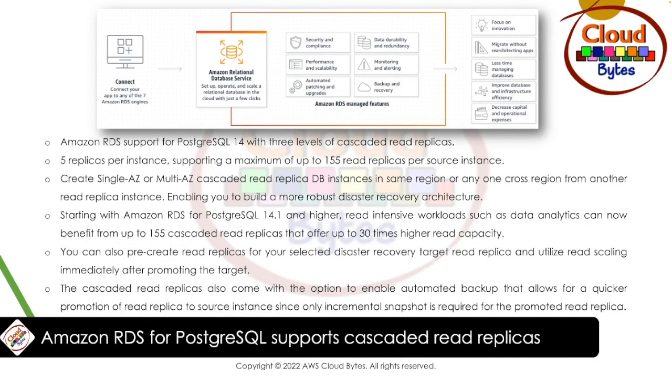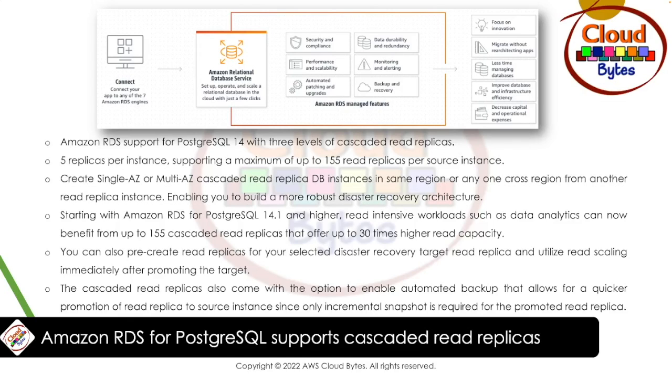Amazon RDS for PostgreSQL supports cascaded read replicas. Amazon Relational Database Service, or Amazon RDS for PostgreSQL, announces support for Postgres 14 with 3 levels of cascaded read replicas. 5 replicas per instance, supporting a maximum of up to 155 read replicas per source instance. You can create single-AZ or multi-AZ cascaded read replica DB instances in the same region or cross-region from another read replica instance, enabling you to build a more robust disaster recovery architecture.